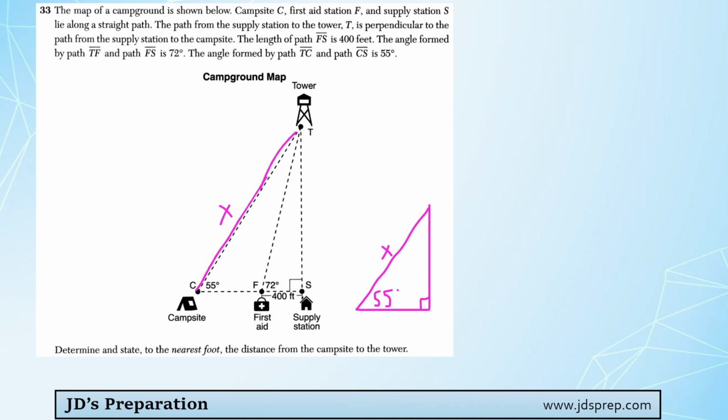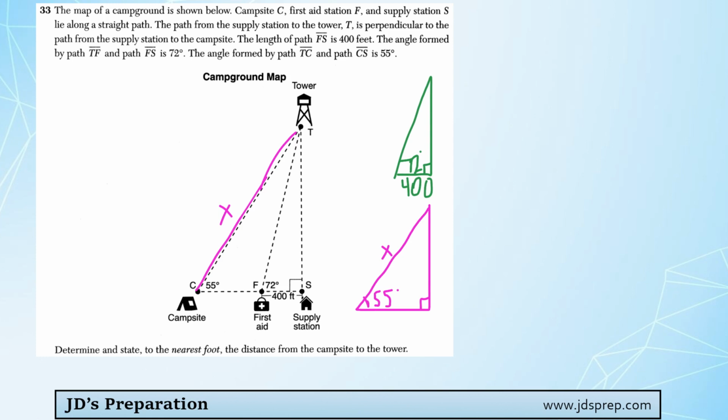Now the problem is that the only information we know so far of that triangle is that we've got this angle of 55 degrees. So in order to solve for x, we need more information. So what we're going to do is use the other triangle, this narrower one, where we have this angle of 72 degrees, and we know this horizontal distance is 400 feet.